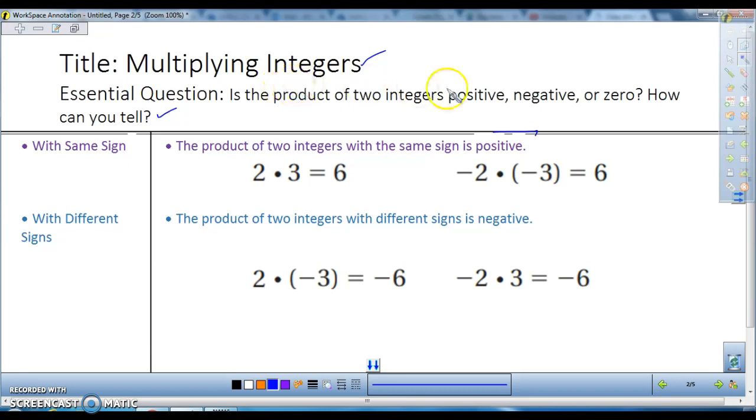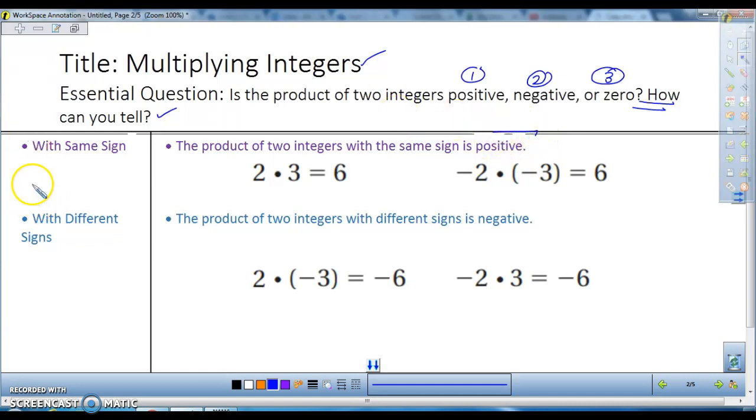For your essential question, I do expect to see three answers. One, when you have a positive times a positive, when are you going to know when the answer is positive? Two, when are you going to know when the answer is negative? And three, when do you know when the answer is going to be zero? Again, how do you know is what you're describing for all three situations.